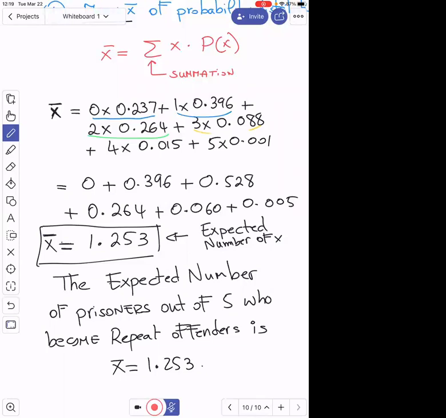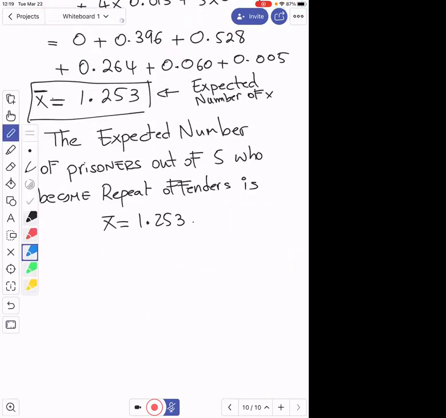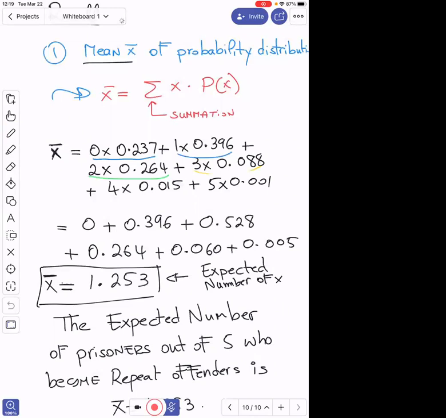All right, guys, any questions so far? This is for the x bar, that's for the mean. What you need to keep in mind is how to apply the formula, and you need to know the interpretation of the x bar: the x bar is the expected number of x. All right, so next, we have the mean, and then we can compute the standard deviation of the probability distribution.